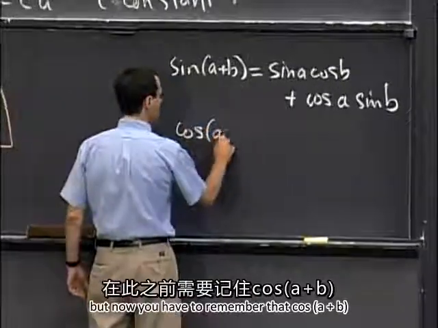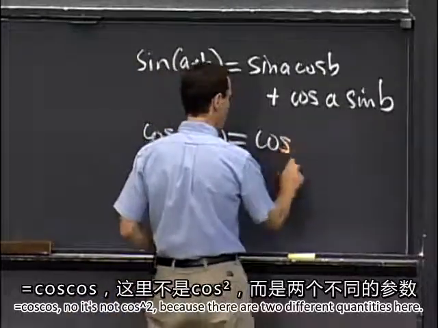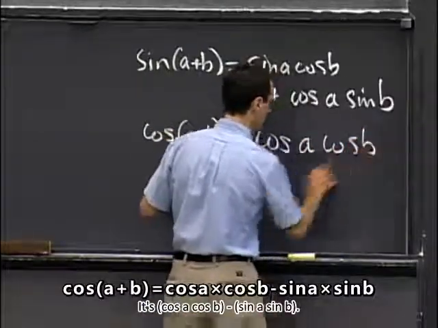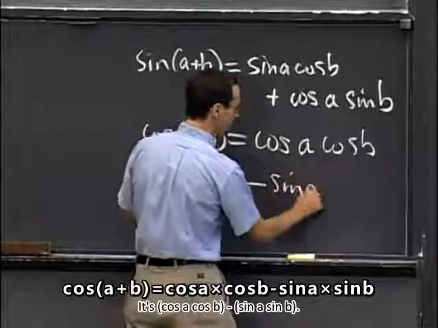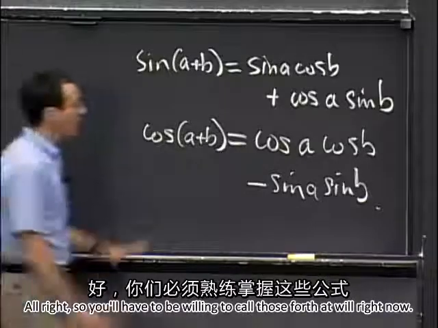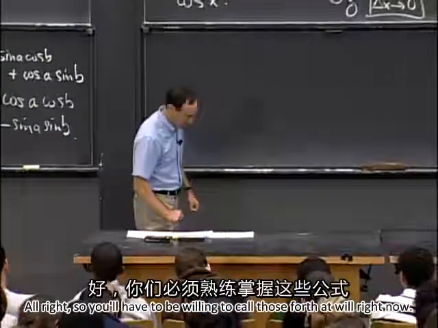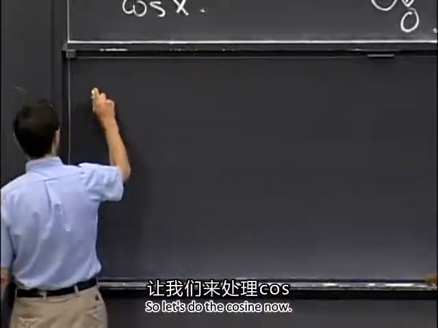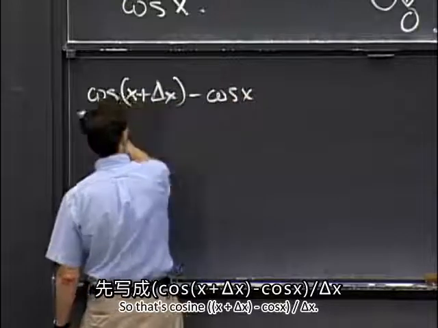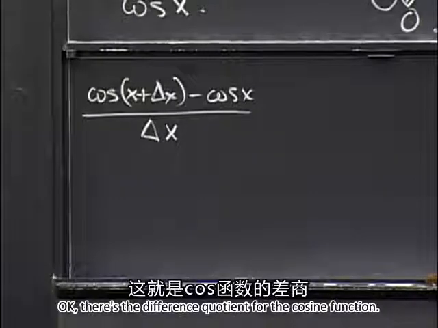But now you have to remember that cosine of A plus B is equal to cosine cosine. No, it's not cosine squared, because there are two different quantities here. It's cosine A cosine B minus, here's the minus sign, sine A sine B. All right. So you'll have to be willing to call those forth at will right now. So okay, let's do the cosine now. That's cosine of x plus delta x minus cosine x, divided by delta x. Okay, there's the difference quotient for the cosine function.